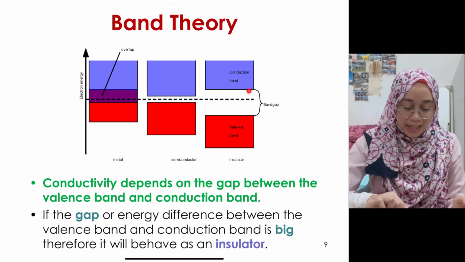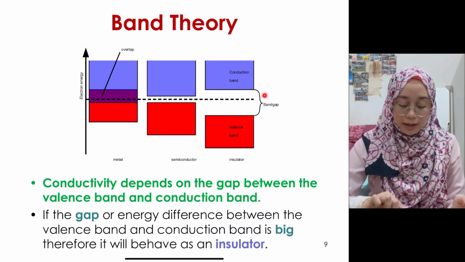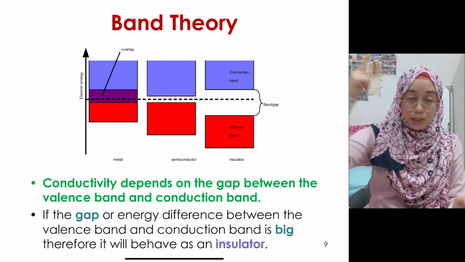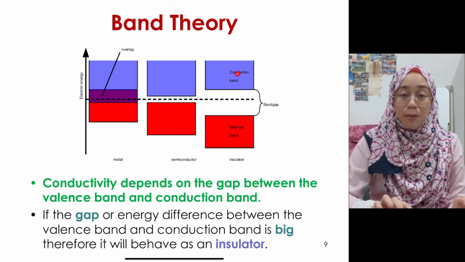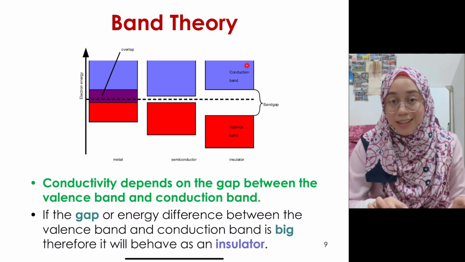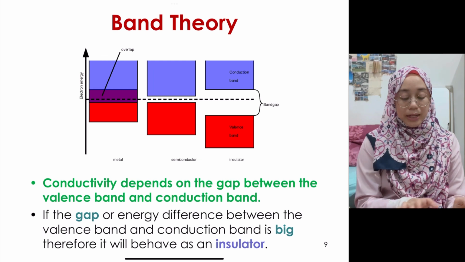Okay, so as you can see, yang paling kanan sekali ni, band gap dia adalah sangat besar antara kita punya valence band dengan conduction band, so it will be hard for the electron to jump to the conduction band. Bermaksud this material here is good as insulator, okay. So what about yang overlap with one another dekat kiri sekali ni?